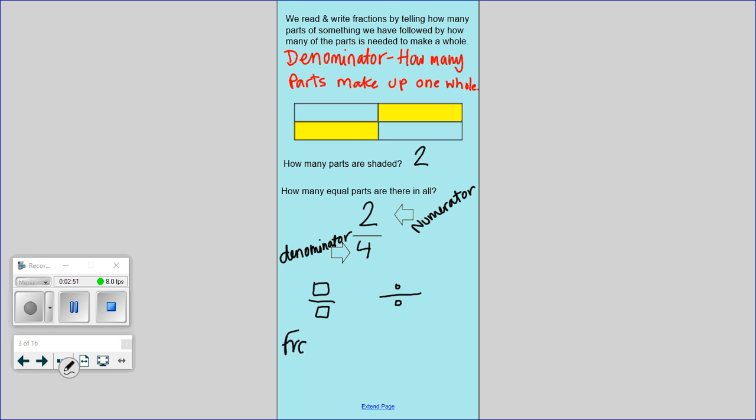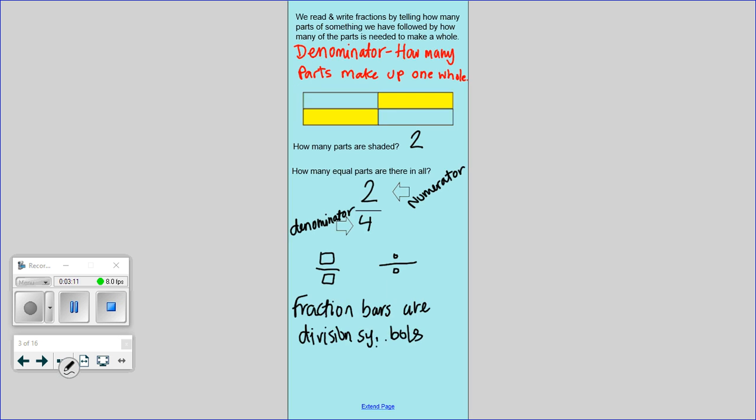Fraction bars are division symbols. There's an M in there, but it won't write. There we go. That's so cool.